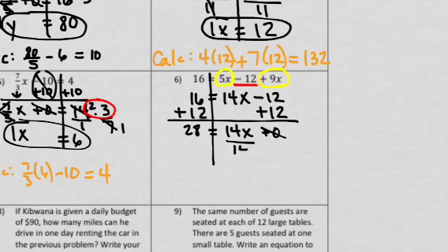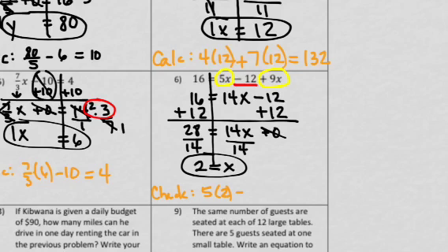Divide both sides by 14 now because that's the inverse of multiplying. So I get 2 is equal to x, 1x, which is just x. So now I grab my calculator and I check by doing 5 times 2 minus 12 plus 9 times 2, and hopefully my calculator will tell me that that is equal to 16.